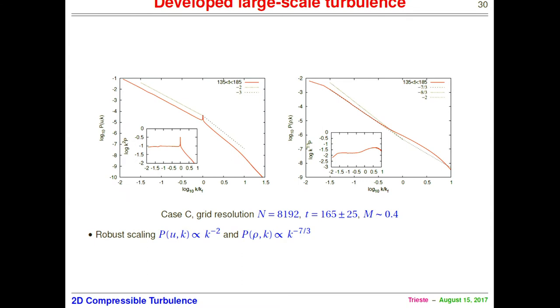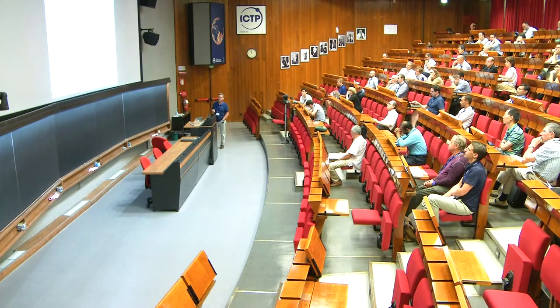I will skip this, I think. So we can switch to the next stage where we have well-developed turbulence in the box, but we don't have condensate yet. So the scaling here is k to the minus 2 all the way from the forcing scale to the box size. And if you plot it compensated, it's a very nice spectrum. There are nearly two orders of magnitude of flat spectrum here.